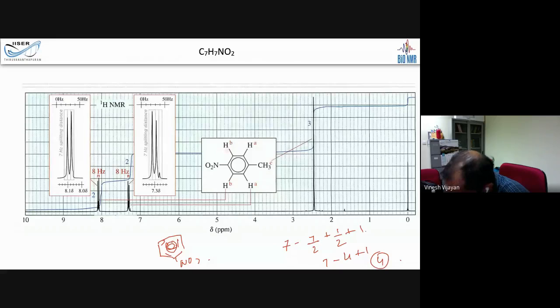Here there are only 2 types of chemical shifts: HA and HB. So that is the 2 types of chemical shift, and there seems to be a doublet mostly. That is because HB is coupled to HA, HA is coupled to HB, and they should have a similar coupling constant. 8 hertz is written here, so they have the same coupling constant.